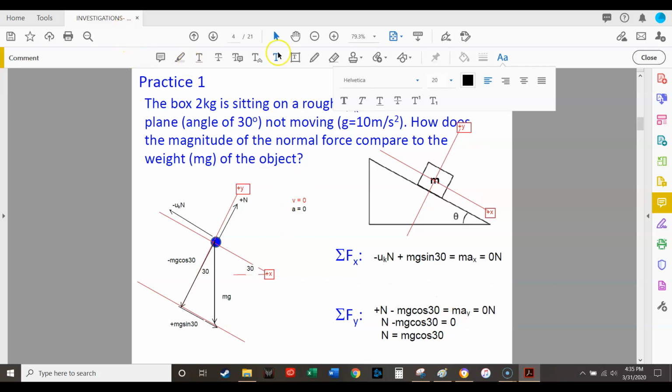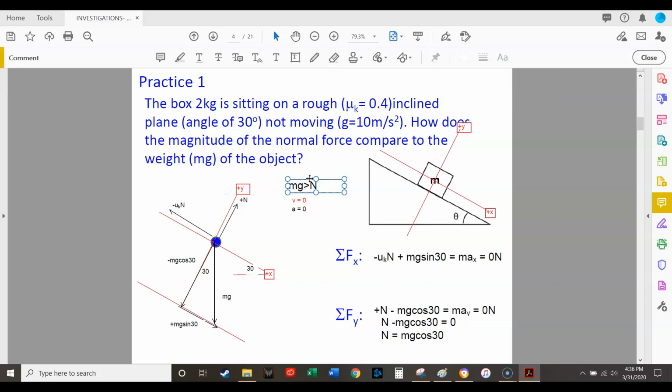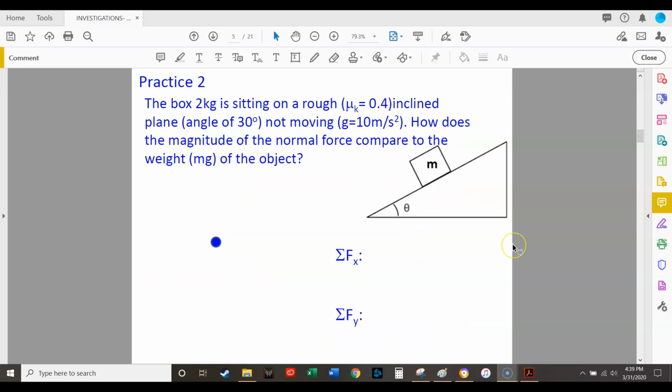So to answer this question, what we would say is that mg is greater than the normal force. And so there's the problem. That's the answer to our problem. mg is greater than the normal force because N is equal to mg cosine of 30 degrees, which is less than the weight of the object, mg. All right, I hope you enjoyed this. Let's move on to another practice problem.